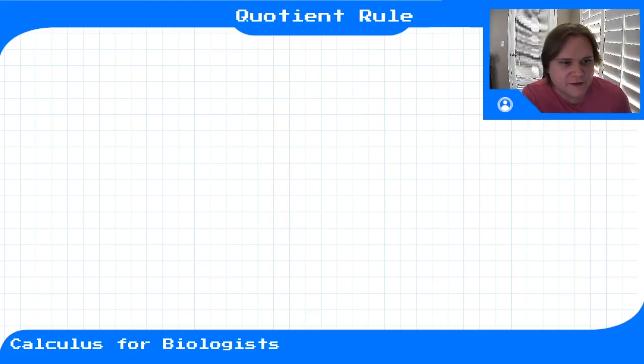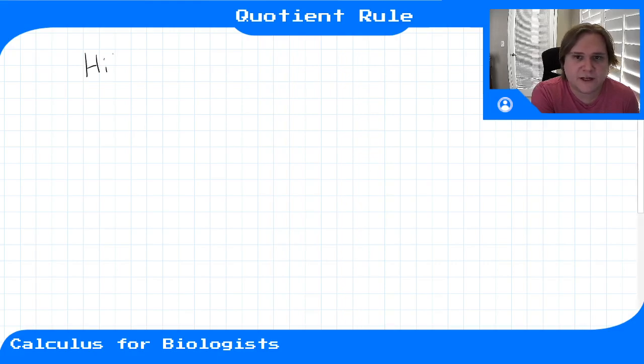And we don't really have anything else left to go over this week, but I thought I'd just make a video going over one or two more examples of using the quotient rule. Okay, and so we'll use these on functions that are pretty important in biology called Hill functions.